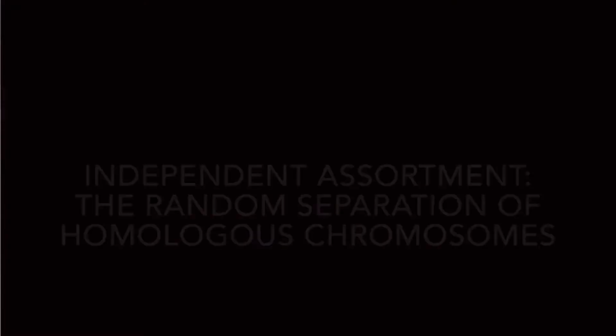The third step of meiosis is called anaphase 1. In anaphase 1, each homologous chromosome moves to an opposite pole of the dividing cell. The random separation of homologous chromosomes is called independent assortment.